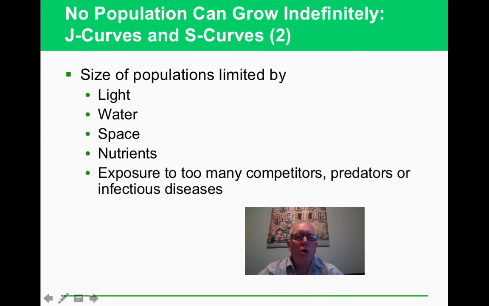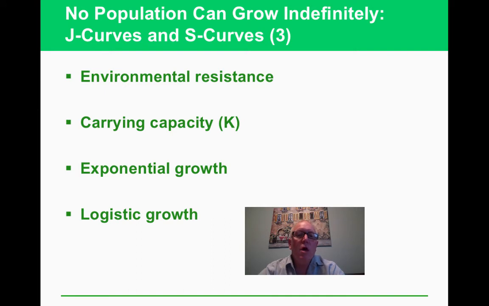All right, so of course these populations are limited by the resources. So what do you have available? How much food is there? How much competition? How much chance is there of becoming a prey species? All these things are going to affect the size of the population, diseases as well. So all those things can affect how large the population is going to be. All of these things together are called environmental resistance.